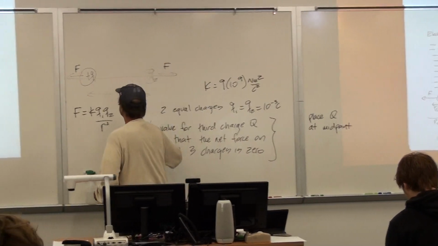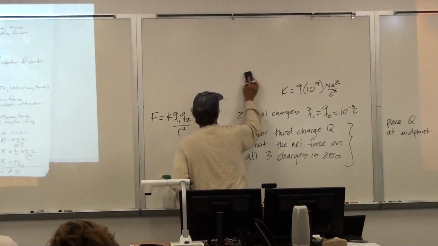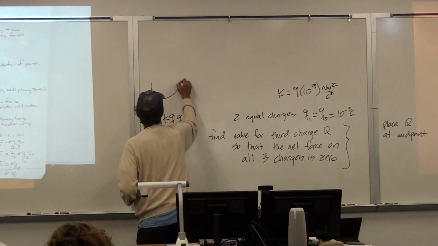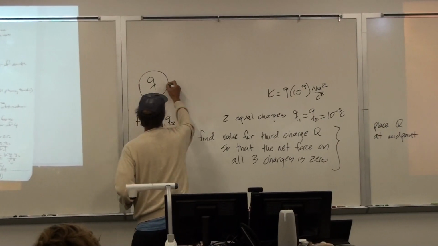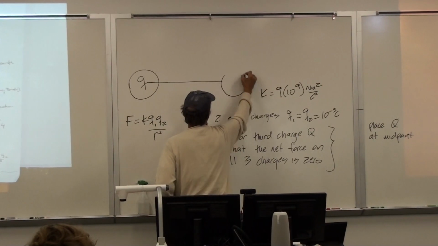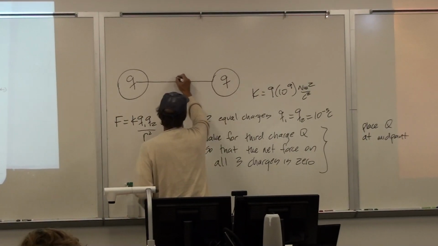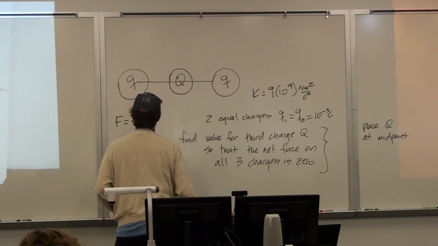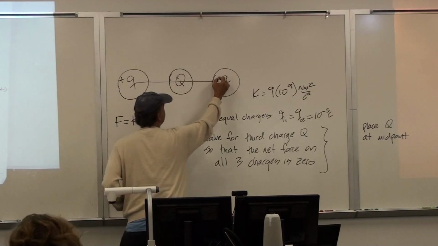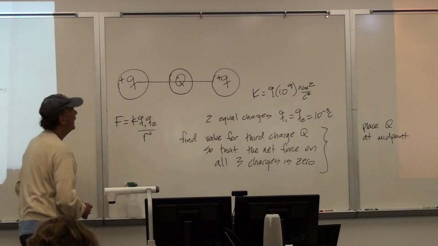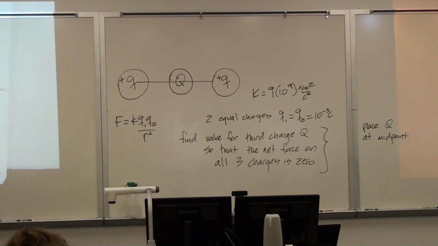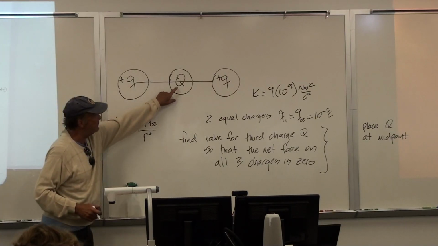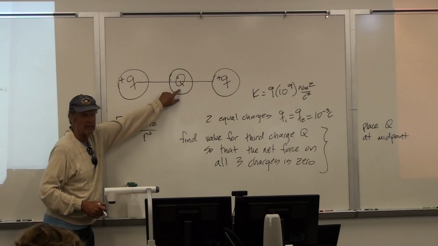Okay. So let me just redraw this with Q1 and Q2 being the same value, Q. And we'll put this charge here at the midpoint, the big Q. And so let's say that both of these charges are positive, and we want the net force on all three charges to be 0, with the selection of the appropriate value for big Q.